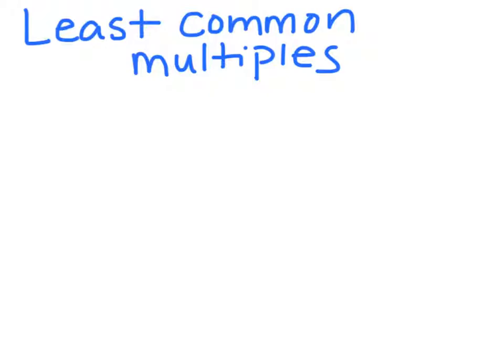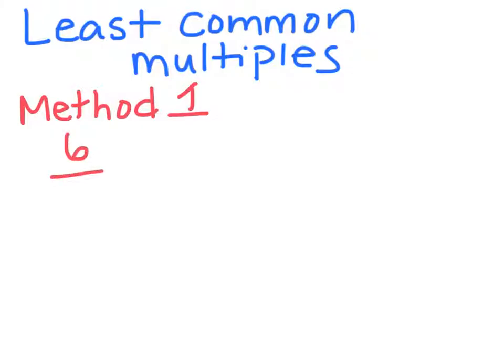Let's move on to the final concept of this chapter, which is finding the least common multiple of two whole numbers. Our textbook teaches us 3 different methods for finding the least common multiple of two whole numbers. Let's start with method 1. In method 1, we simply list all of the multiples of each number.